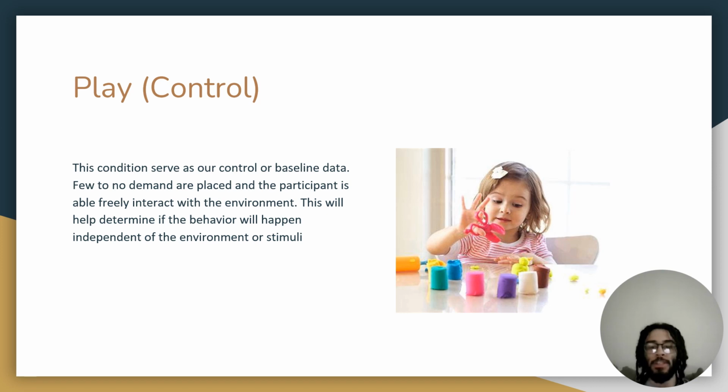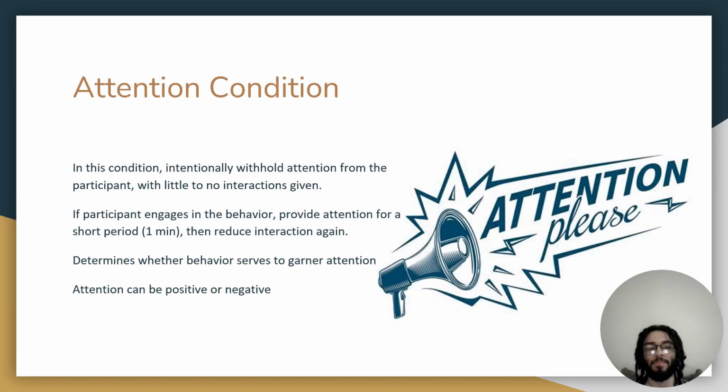The first condition that we're going to go over is the play condition. This is going to serve as your control or your baseline. In this condition, there will be few to no demands placed on the participant, and they will be able to freely interact with the environment as well as everything in the environment. This is to help determine if the behavior will occur independently without any demands placed on the participant.